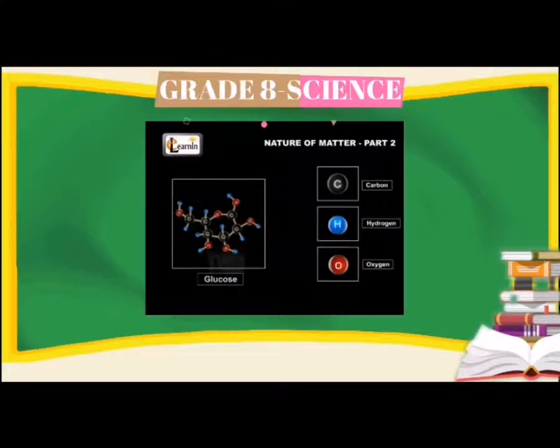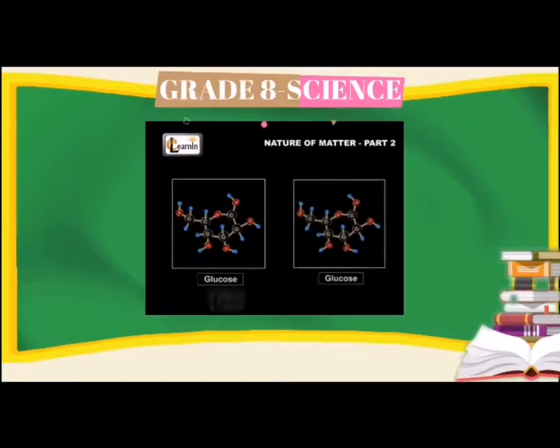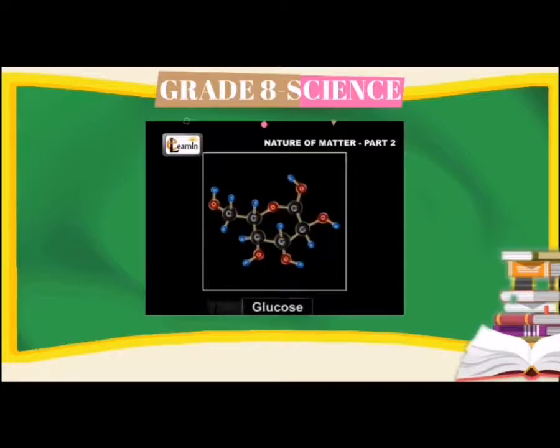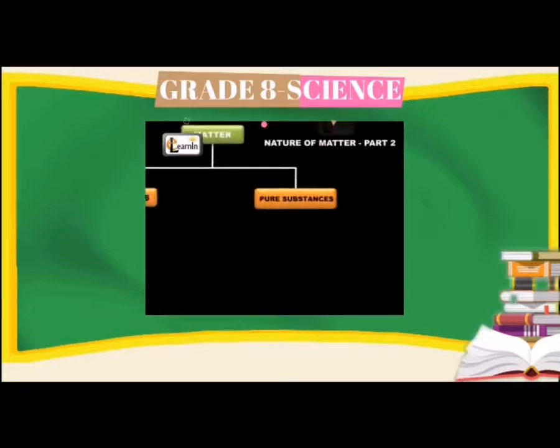Glucose contains carbon, hydrogen, and oxygen in a fixed ratio and thus, like all other pure substances, it has a fixed composition. Also, the constituents of pure substances cannot be separated by simple physical methods. Pure substances can be further classified into elements and compounds. An element consists of only one type of particle. These particles may be atoms or molecules.